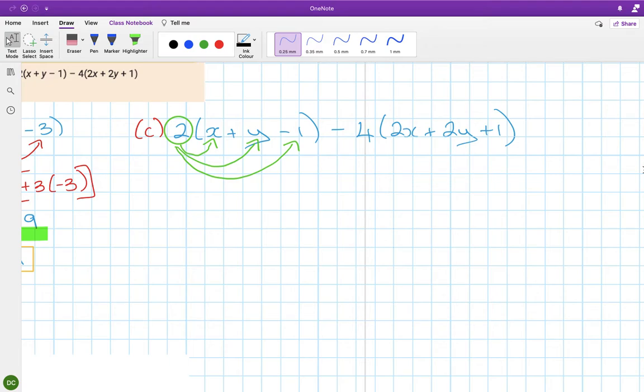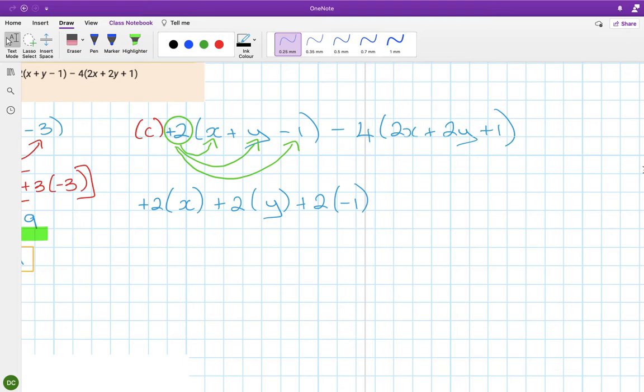So the 2 doesn't have a sign, which means it's a plus. So I have plus 2 that I'm going to multiply with x. I have the plus 2 that I'm going to multiply with the y. And I have plus 2 that I'm going to multiply with the minus 1. Yeah, 3 multiplications.